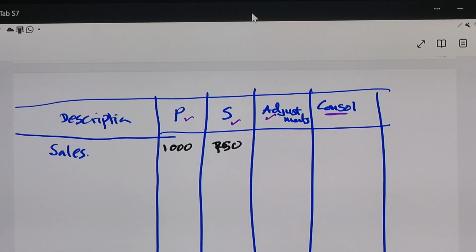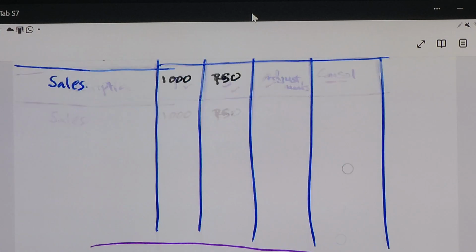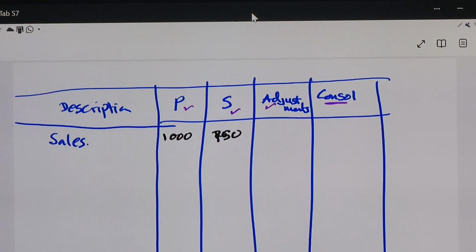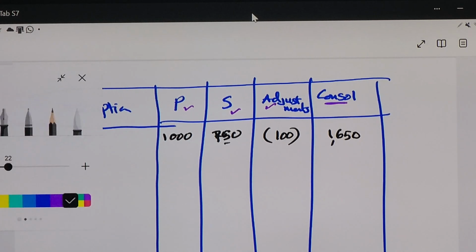So when I am consolidating, what are my net sales to the outside world? I should eliminate this 100, so I will subtract that 100 from this 750. Is that clear? So 1,750 minus 100. Your consolidated sales will be 1,650.